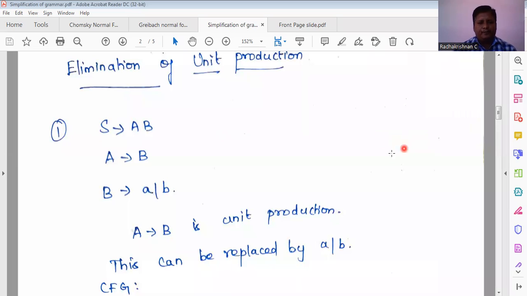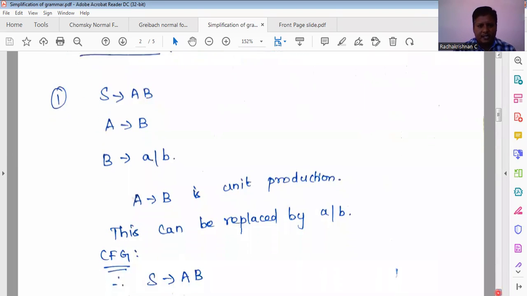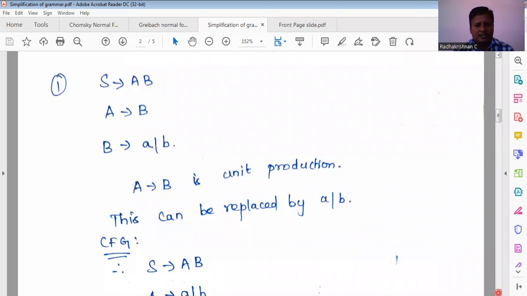Second concept is elimination of unit production. Elimination of unit production means one non-terminal exactly gives another non-terminal. That concept is unit production. So here, given the grammar, you have to write it, and after that identify whether any unit productions are available or not. Here, A gives capital B is a unit production.